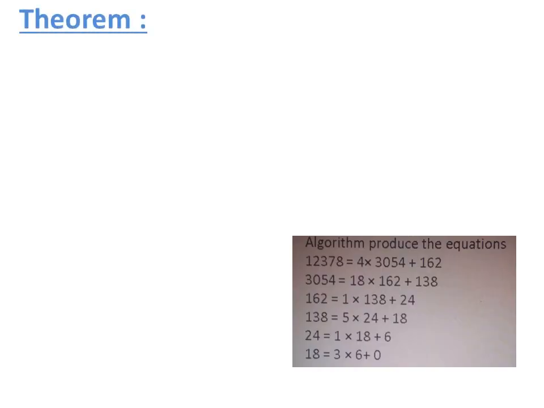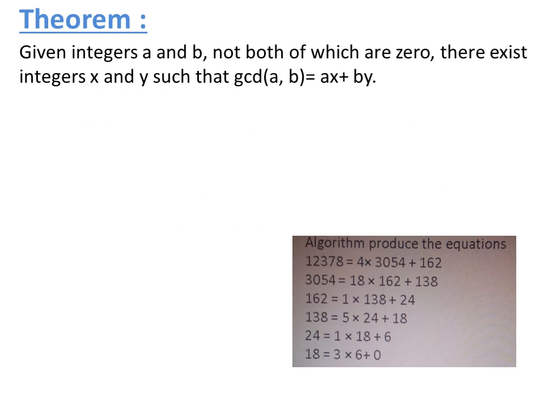Let us see this important theorem. For given integers a and b, not both of which are 0, there exist integers x and y such that GCD of a and b equals ax plus by. So this theorem says that for any integers a and b, we can write its GCD as ax plus by, where x and y are some integers.